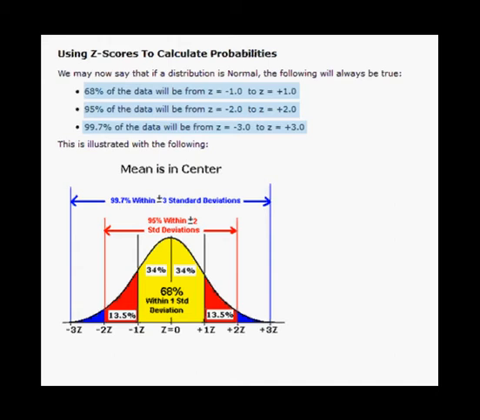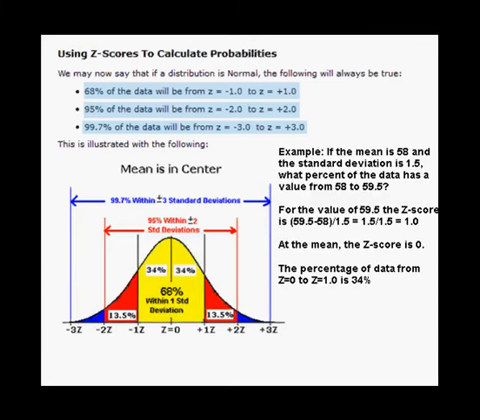Now furthermore, we can break down these percentages. From z equal negative 1 to z equal 0, we have half of 68%, which is 34%. From z equal 0 to z equal plus 1, we have another 34%. We can even break down the other regions of this curve. We're going to have a nice program that calculates these percentages for us when we put in the left and right z-scores.